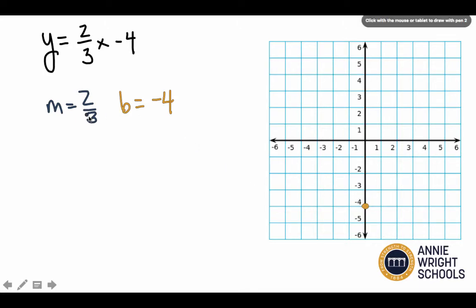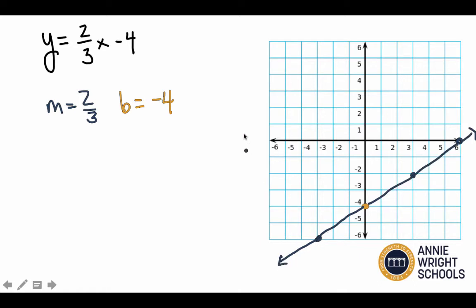Then use the slope of 2/3 to find more points. Up 2 over 3. Down 2, back 3. And now connect those points with the line. You need at least 2 points. You will lose credit on a quiz or test if you don't have 2 points.